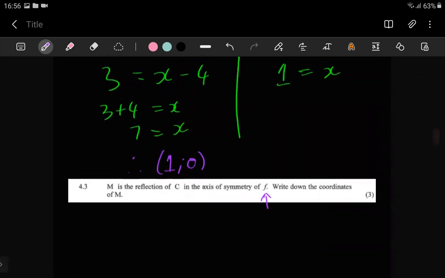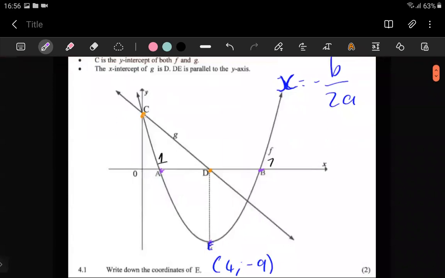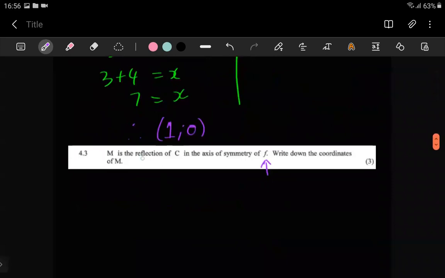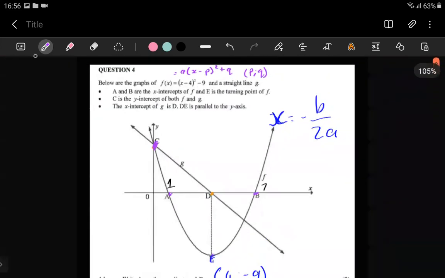M is the reflection of C. So where is C in the first place? C is here. They said M is the reflection of C in the axis of symmetry of F. So the axis of symmetry of F, they are referring to this line here. With this line, we know that we have a value over this side, and then they're saying M is going to be on the other side. So there's M here. With that being said, they want us to get the coordinate of M because they have given us C. So what can we do to get M if they've given us this information?